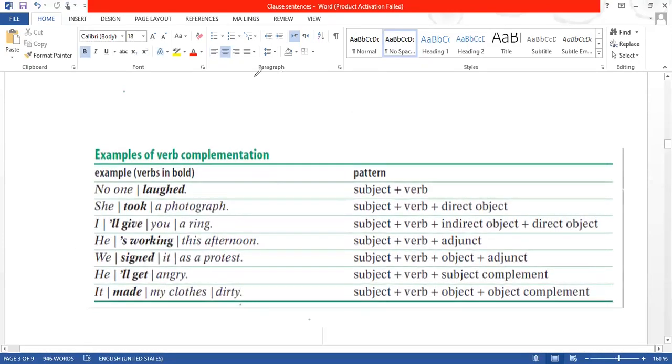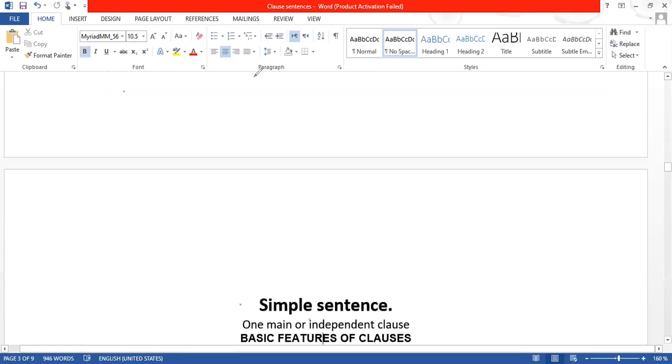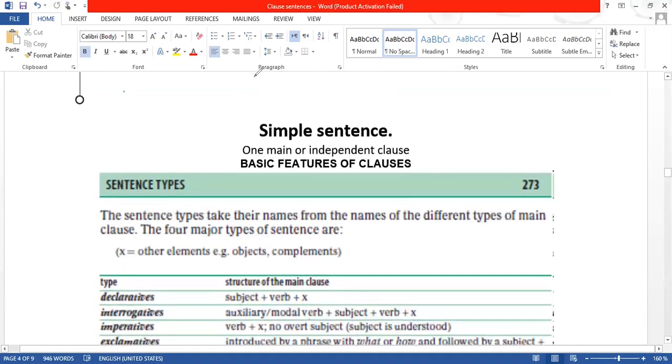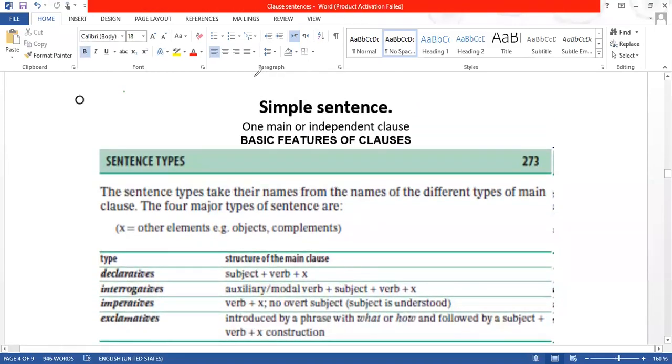Now we'll be doing sentences, right? So you need to know what phrase and what clause is. Now this one is a simple sentence. We did that one as well. So one main clause or independent clause. What is an independent clause? It alone gives you a complete sense. That clause is not dependent on another one. So that is an independent clause.